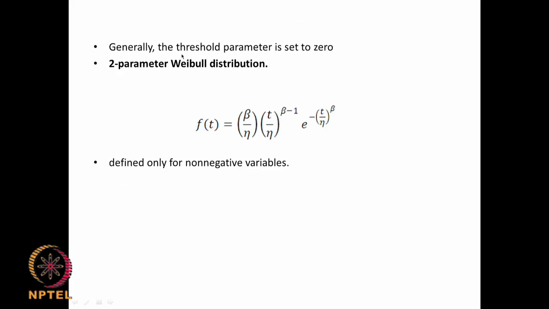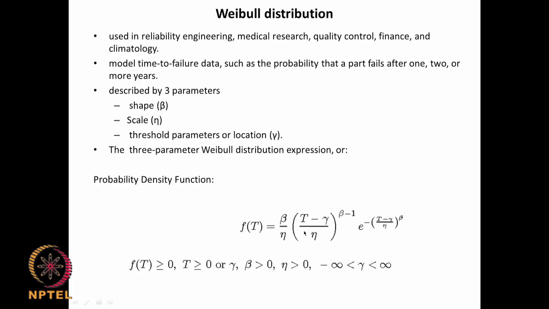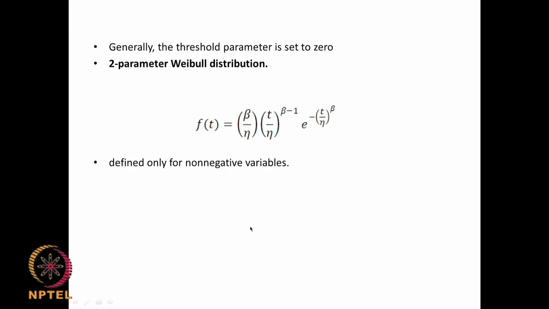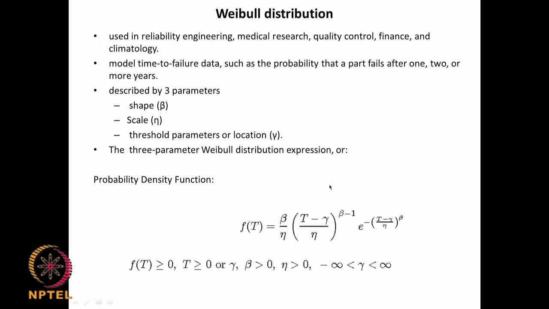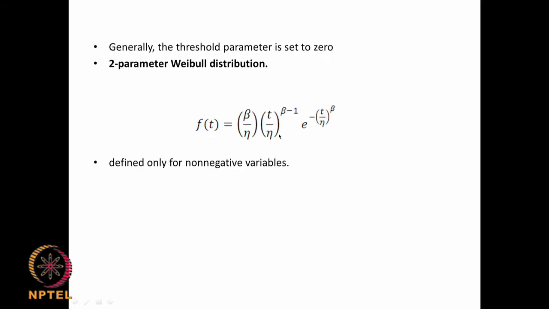Okay. So, generally the threshold parameter is set to 0, that means gamma is set to 0, okay, then you end up having a 2 parameter Weibull distribution, you understand. So, here beta and eta will always be greater than 0. So, non-negative variables beta and eta. So, it is easy to look at, t is your time, and the probability. So, we have 2 different parameters, beta indicates shape and eta indicates scale. Okay.